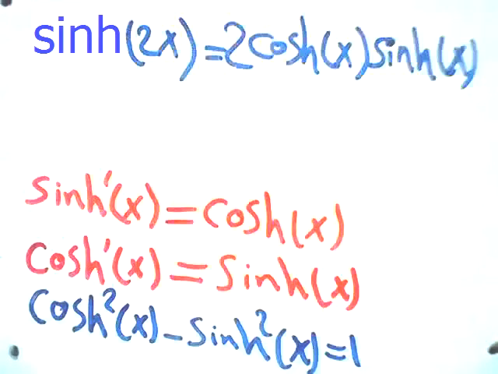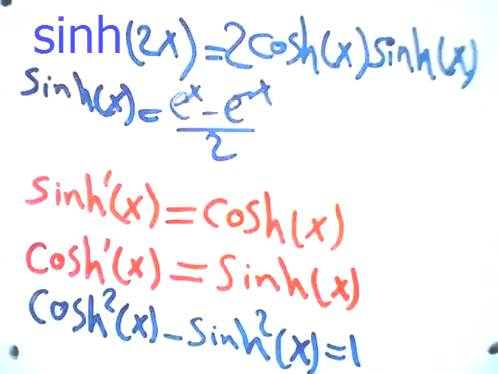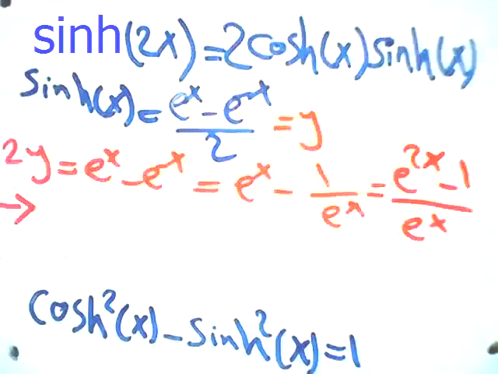Now let's find the inverse of sine hyperbolic, the inverse function of it. Let's take the expression to be equal to y, then multiply both sides by 2 like this, then write e to the minus x as 1 over e to the x like this, and then subtract it from e to the x.